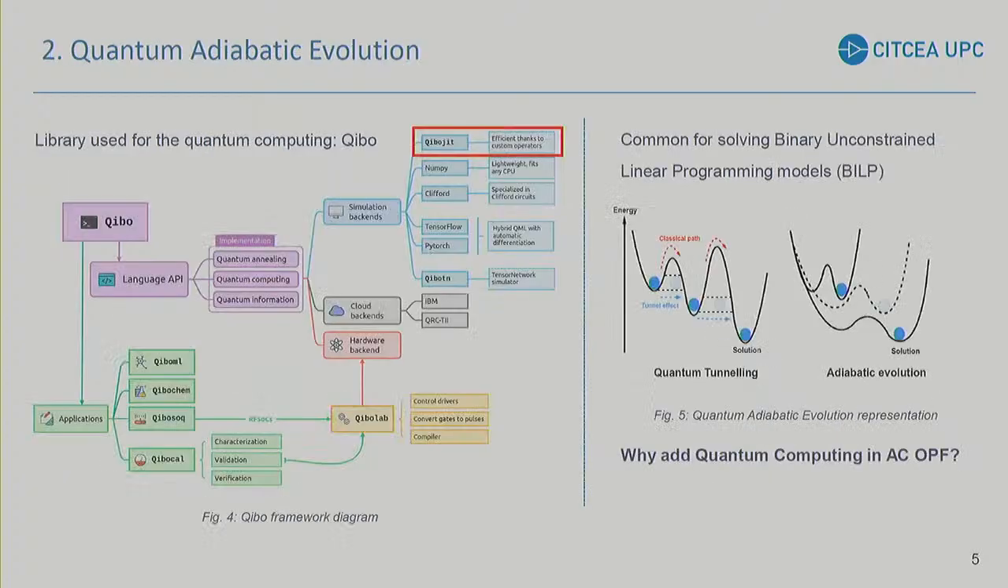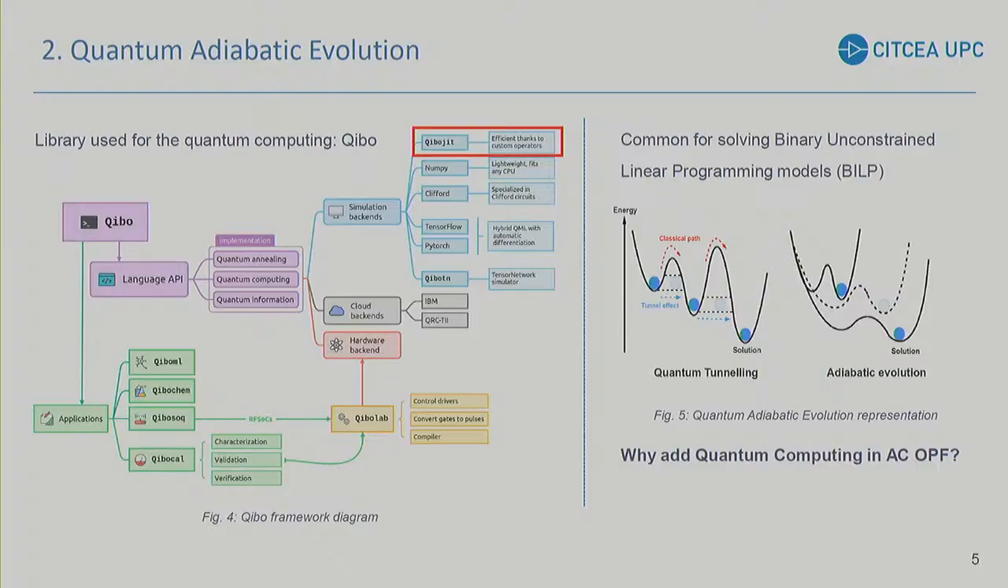For quantum adiabatic evolution, this is the quantum method that we are trying to introduce here. The idea is to slowly evolve a quantum system from the easy-to-prepare ground state of a simple Hamiltonian into the ground state of a more complex Hamiltonian that encodes the solution to our problem. The library that we are using is Qibo, with the QiboJIT backend, in order to do this. I will not explain that much because you probably know much more than me.